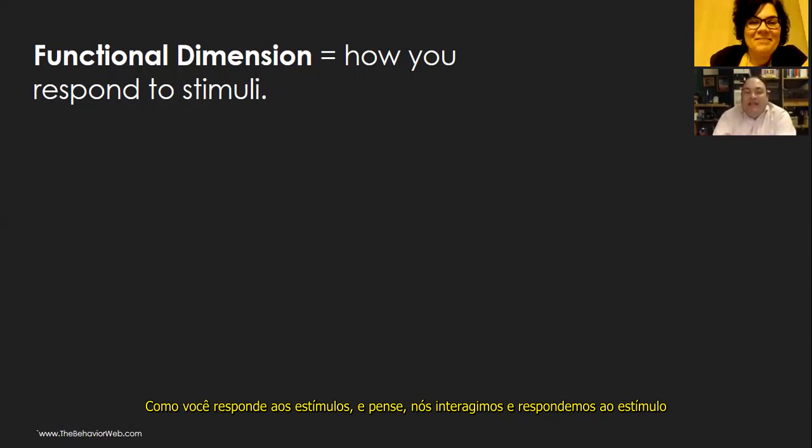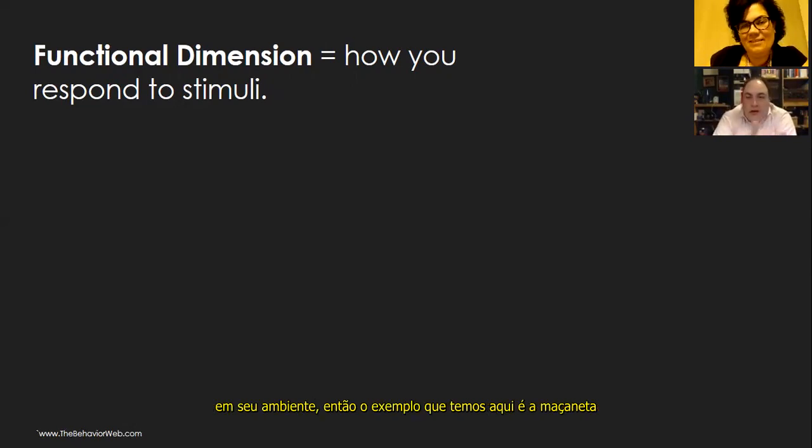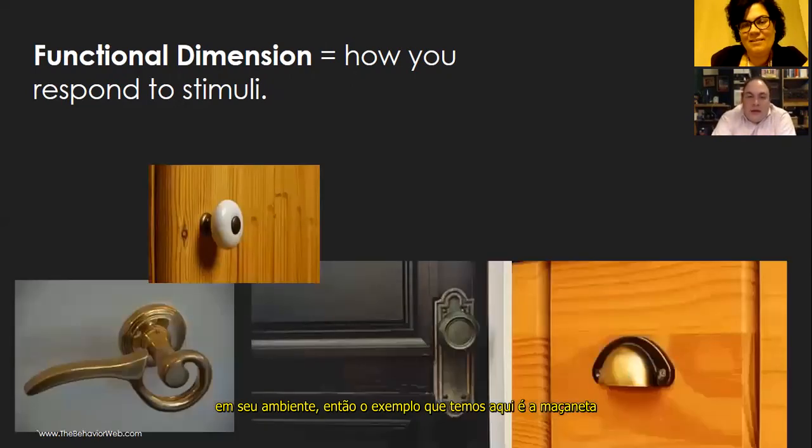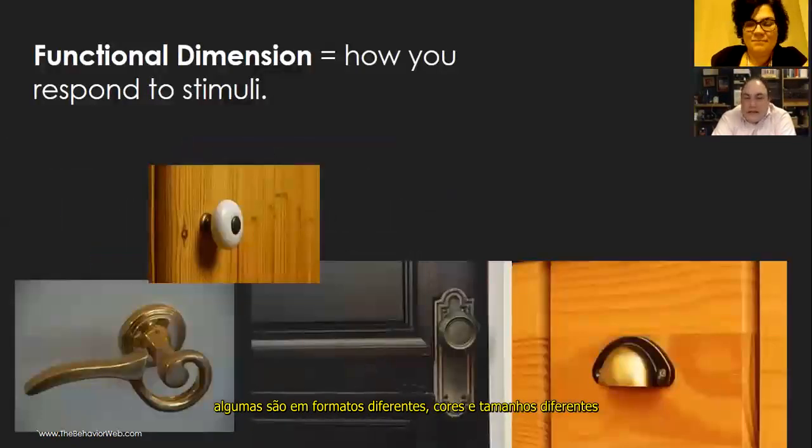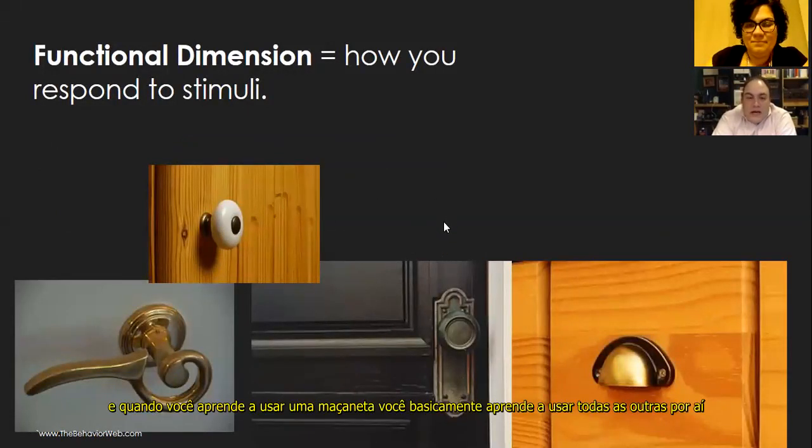So how do you respond to the stimuli? And again, think of it, stimuli don't occur statically. We do interact with and respond to the stimuli that are in our environment. The example we have here is the doorknob. We have a number of different types of doorknobs. Some are different shapes, some are different colors, some are different sizes. They all have the same function in that they open and close doors. And once you learn how to operate one doorknob, you pretty much know how to operate all the other kinds of doorknobs.